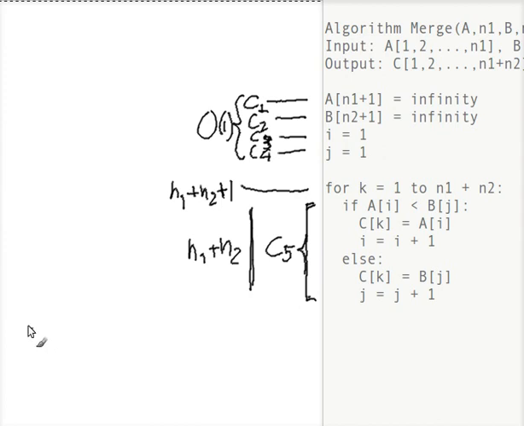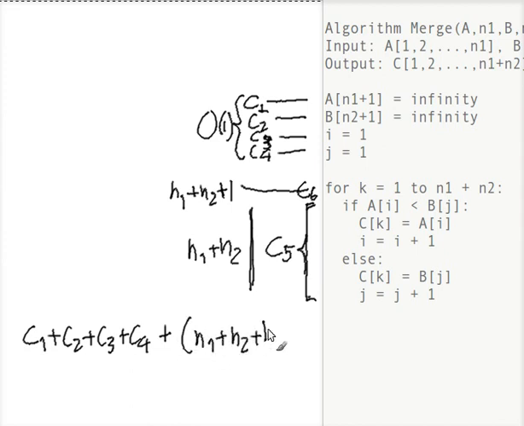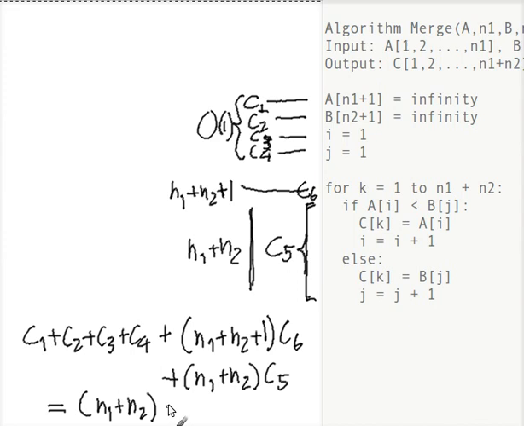let me try to be precise. C1 + C2 + C3 + C4 + C6 per instruction, so it would be (n1 + n2 + 1) times C6, plus (n1 + n2) times C5, and with some manipulation this is something like (n1 + n2) times some constant, say C prime, plus another constant C prime prime.